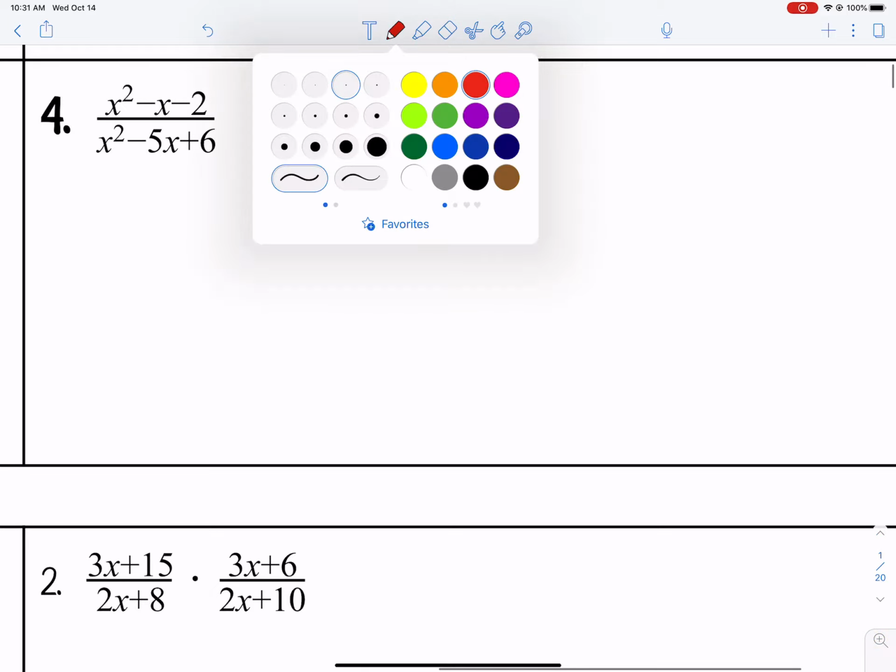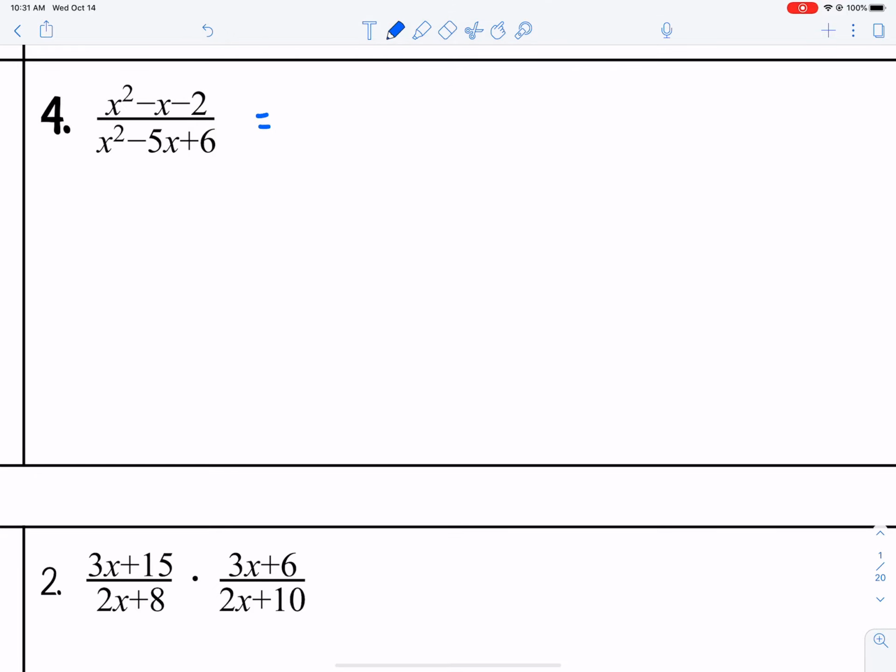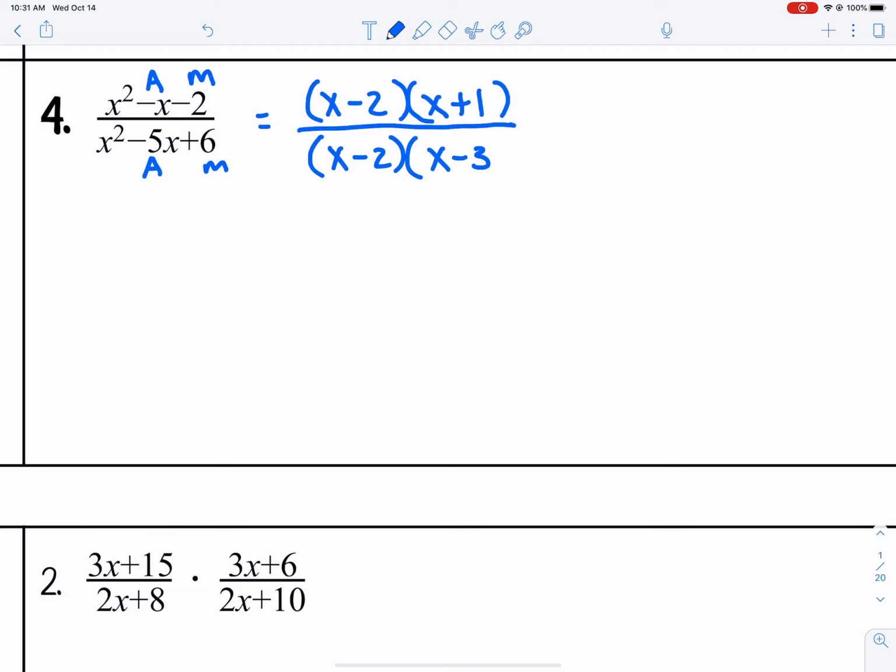All right, number 4. We just have to factor out the numerator, which is a basic trinomial. So we figure out what will multiply to give us negative 2 and add up to negative 1. So it'll be x minus 2, x plus 1. Same thing for the denominator. We've got to multiply to get 6 and add to negative 5. So x minus 2, x minus 3 would help us to do that. And then we notice we have a common factor in the numerator and the denominator, so they cancel out. And then you have your simplified rational expression of x plus 1 divided by x minus 3.